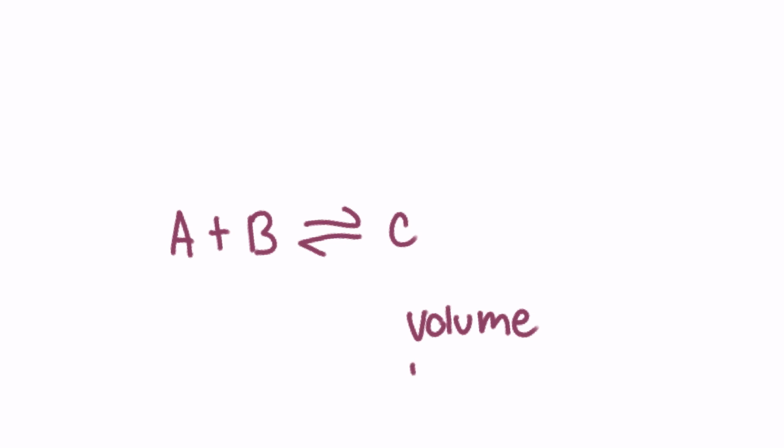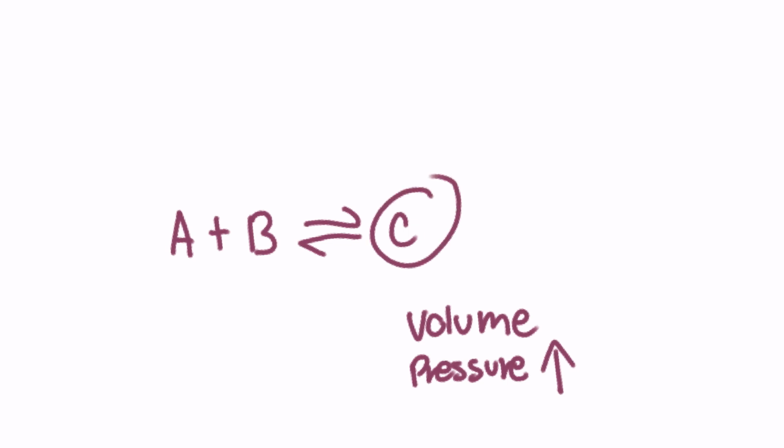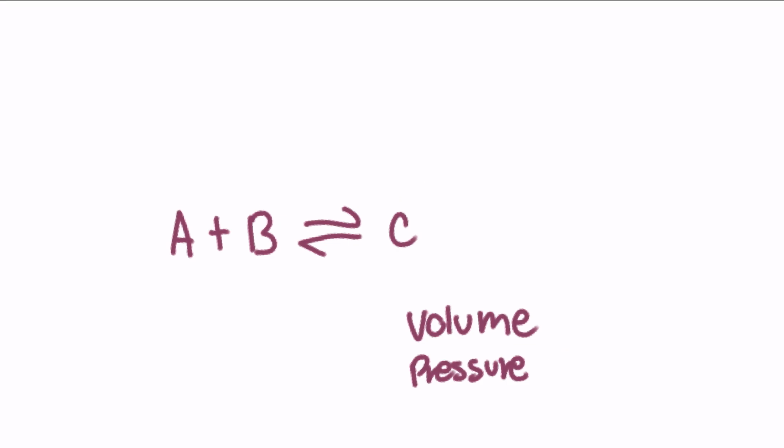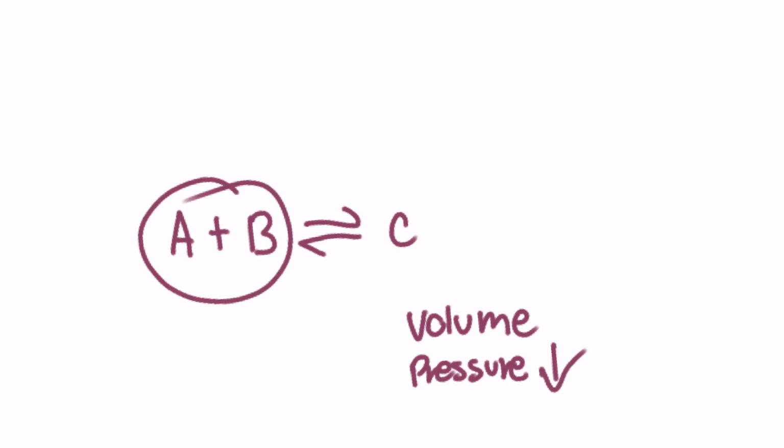Now it's the same idea with pressure. You have to look at the difference in moles between products and reactants. If we increase pressure, we will favor the side with less moles, in this case products. If we lower pressure, the reactants will be favored because it has more moles.